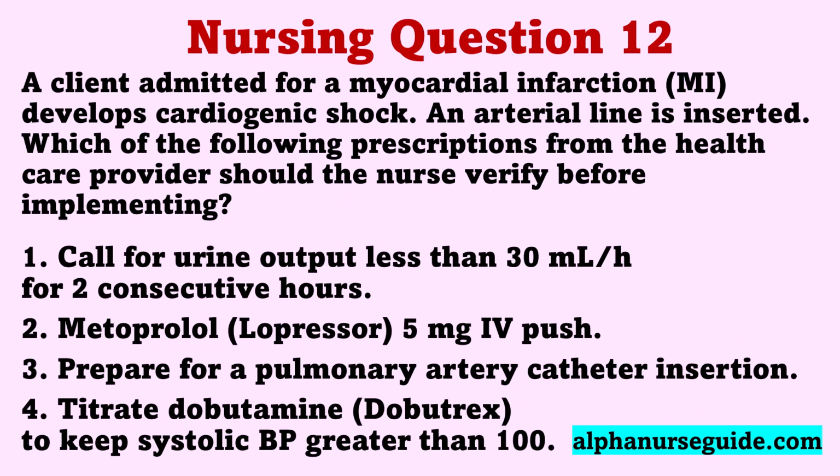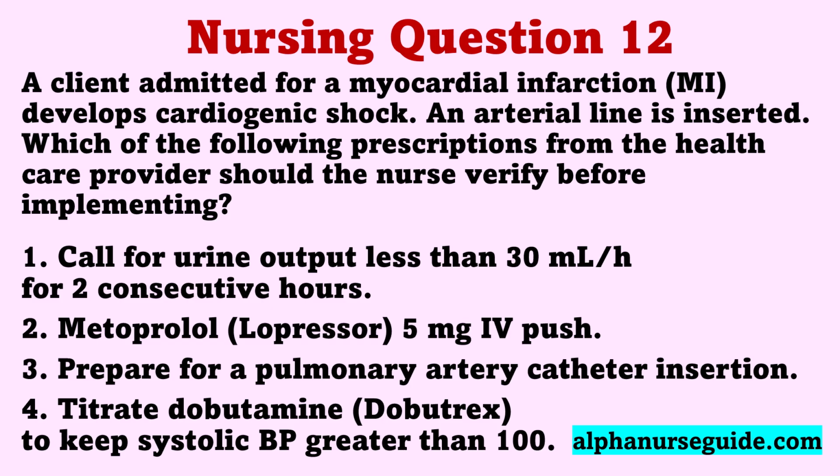A client admitted for a myocardial infarction develops cardiogenic shock. An arterial line is inserted. Which of the following prescriptions from the healthcare provider should the nurse verify before implementing? 1. Call for urine output less than 30 milliliters per hour for 2 consecutive hours. 2. Metoprolol 5 milligrams IV push. 3. Prepare for a pulmonary artery catheter insertion. 4. Titrate dobutamine to keep systolic BP greater than 100.